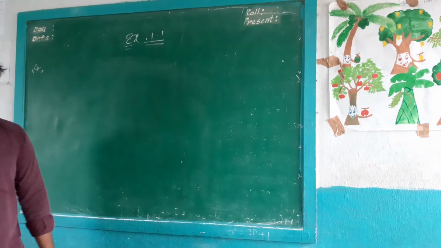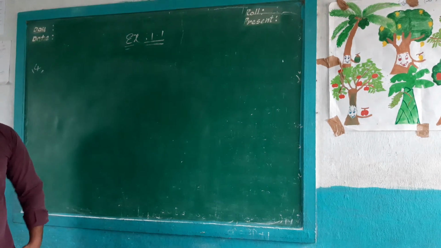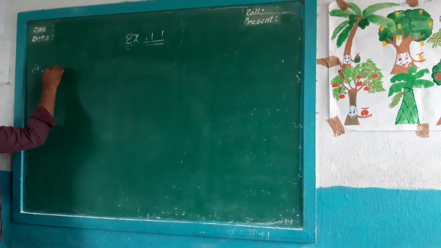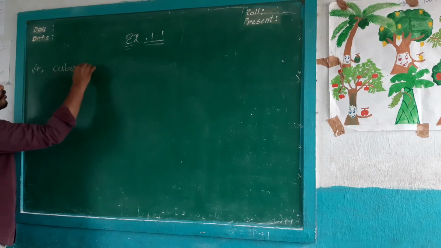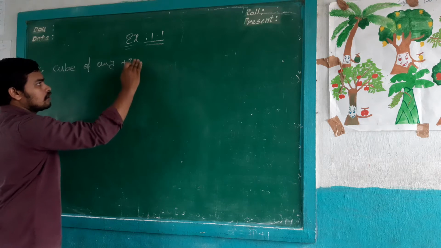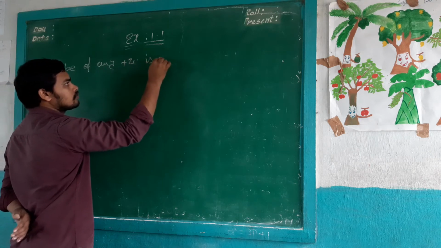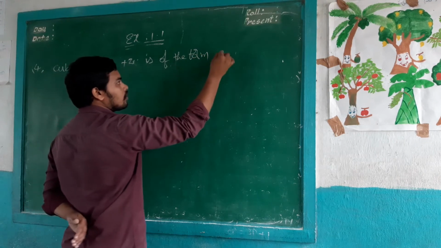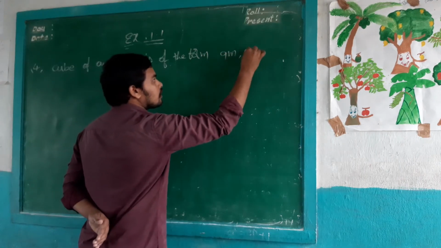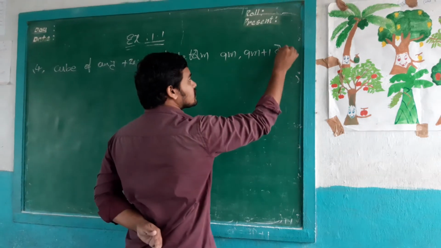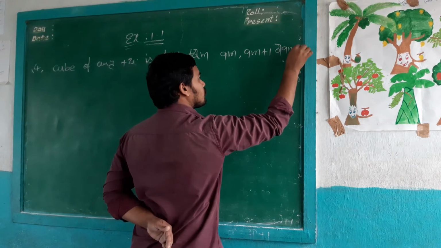Cube of any positive integer is of the form 9m plus 1 or 9m plus 8.